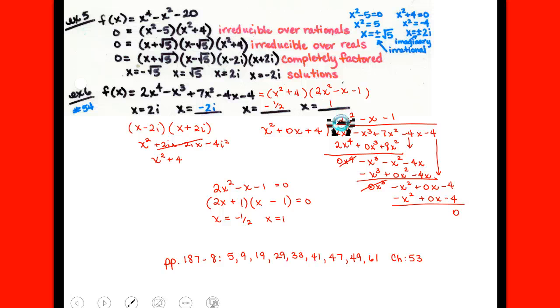All right, so here is your homework for tonight on pages 187 to 188.